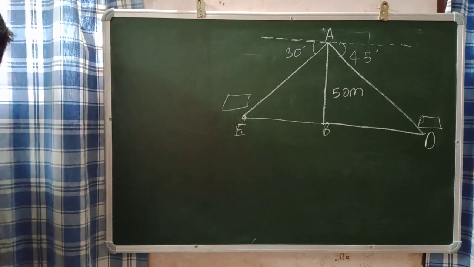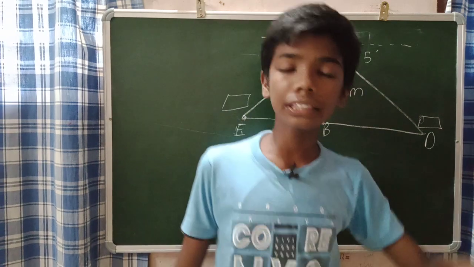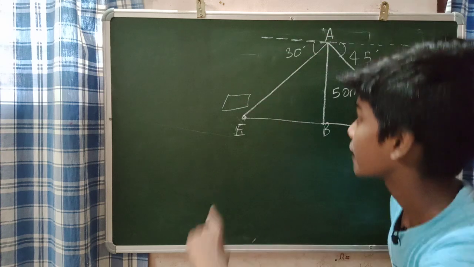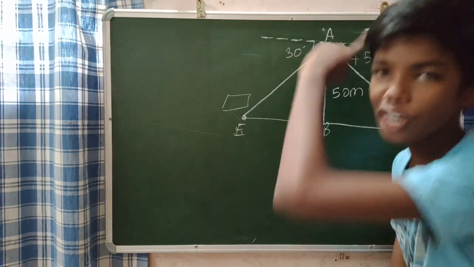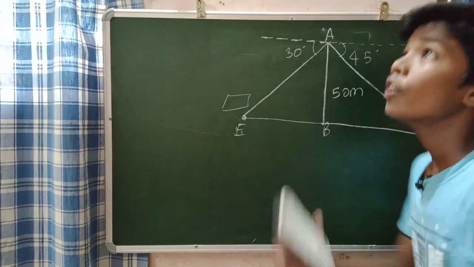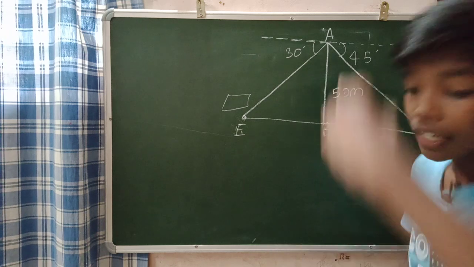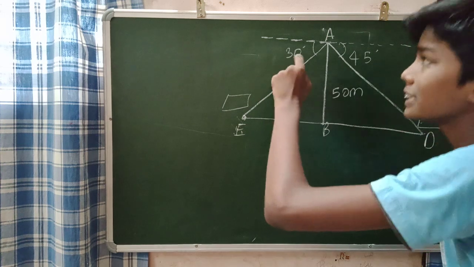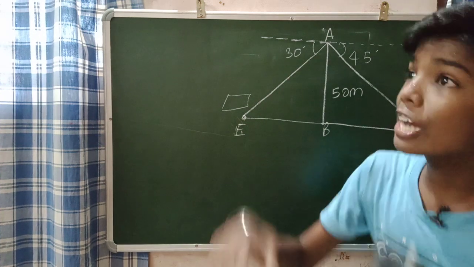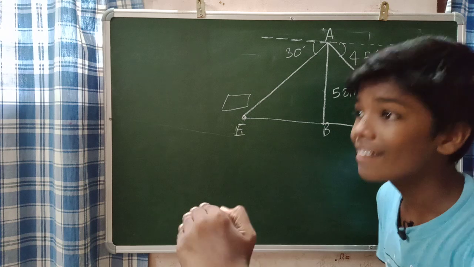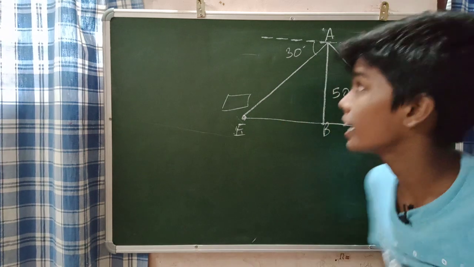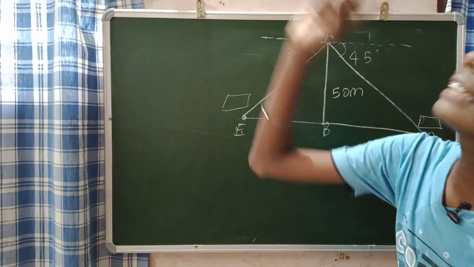Basically, what is the angle of depression? It is an application of trigonometry. Your angle of depression is nothing but the angle made by the line of sight and the horizontal line when you are looking down. Only when you are looking down, that's very important. When you are looking up, that angle is the angle of elevation.